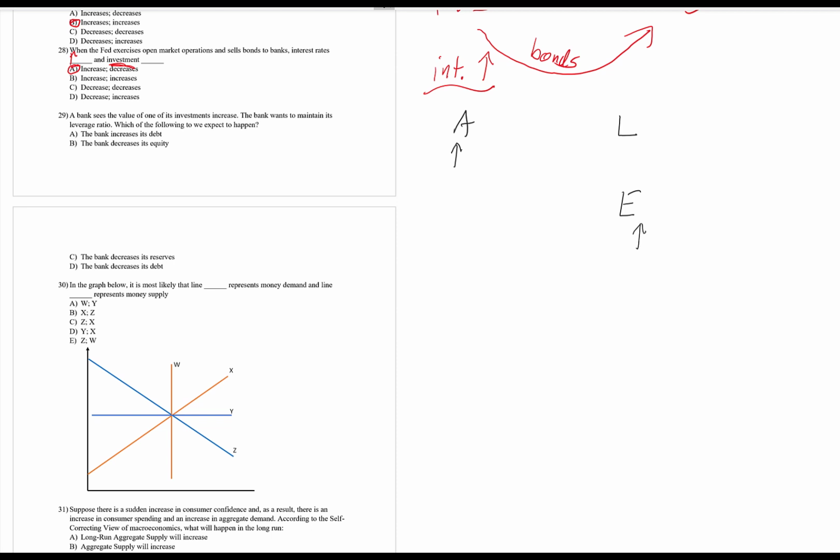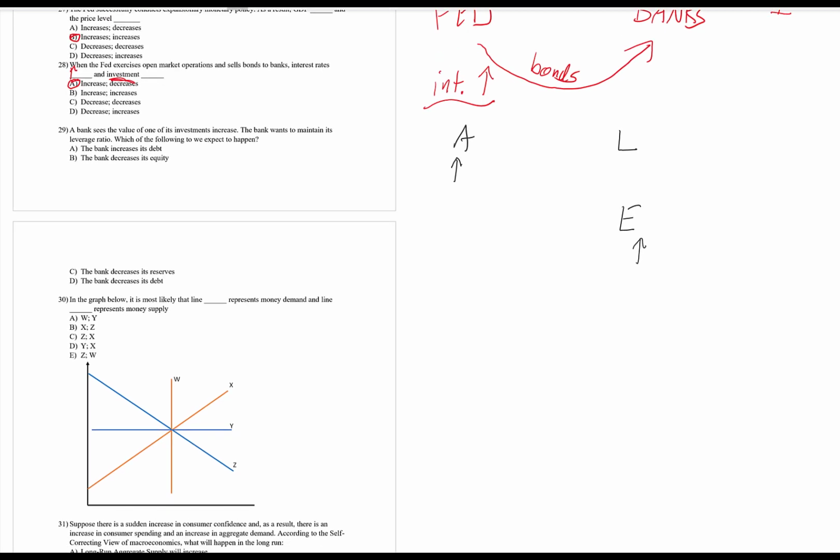So it's not like we went out and borrowed more money. All that happened was something we owned, maybe a stock, went up in value. Well, now our bank is worth more. We have to make sure both sides of the balance sheet go up by the same amount, which happens. The next thing that happens is if the bank wants to maintain its leverage ratio, so let's say that its leverage ratio is equal to 4.